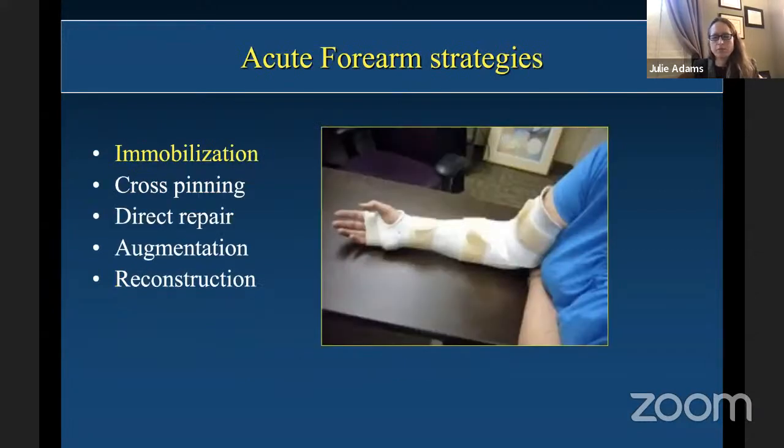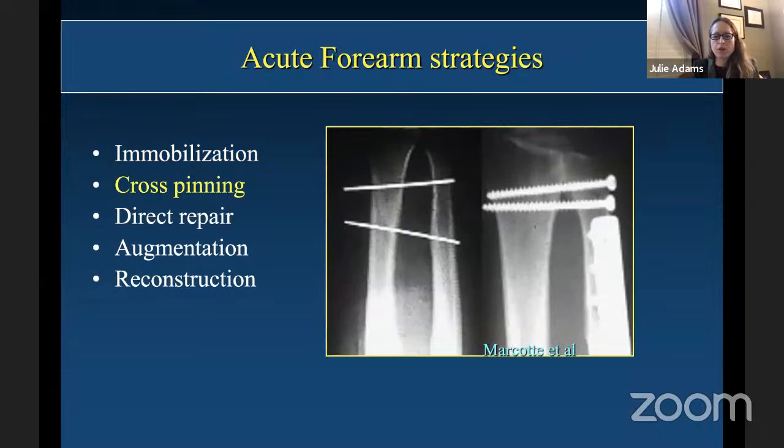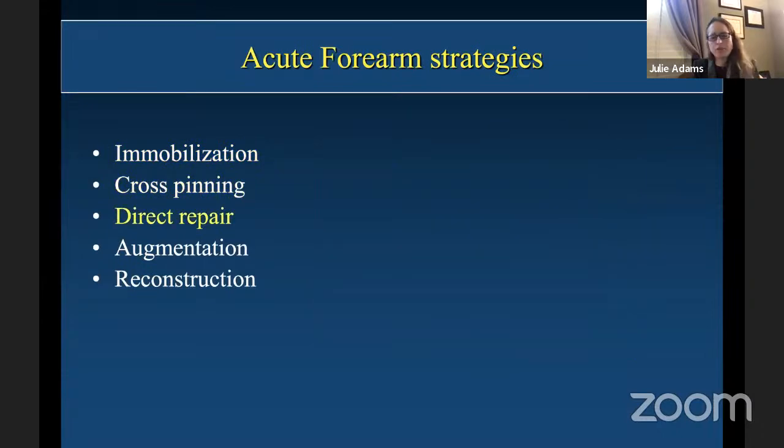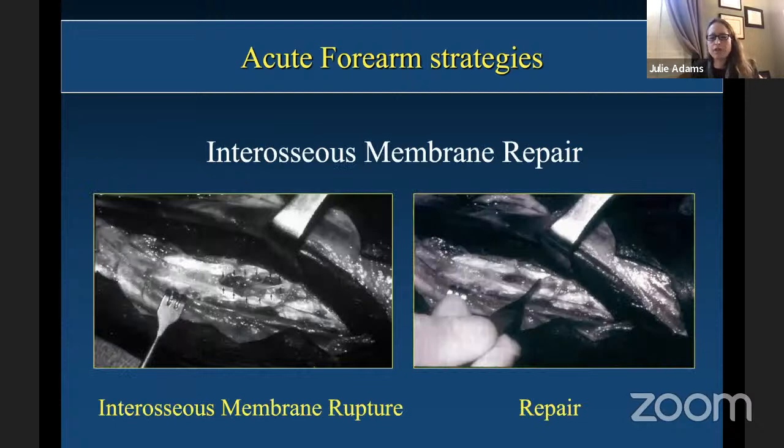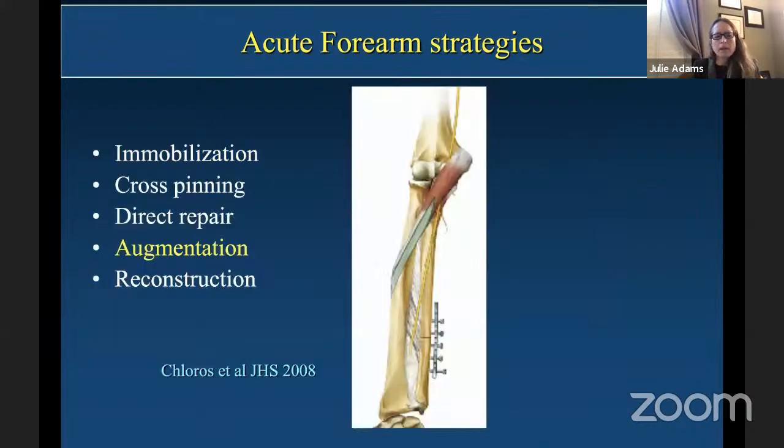Some folks have described immobilization, and I think that in most cases this seems to be inadequate for healing of the interosseous membrane, as does immobilization with cross pinning. Direct repair has been described. I think that it's very challenging. It's difficult to repair this structure, and you think about the interposed muscle as something that keeps herniating through. Augmentation has been described. The group from Wake Forest has described use of a pronator graft. I've done this. It's fairly easy and straightforward.